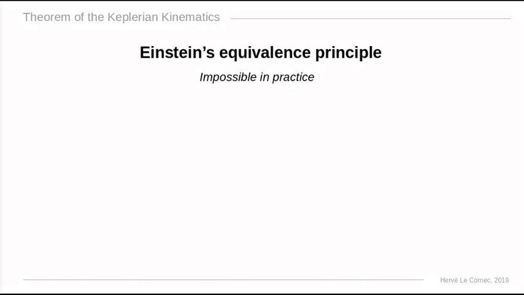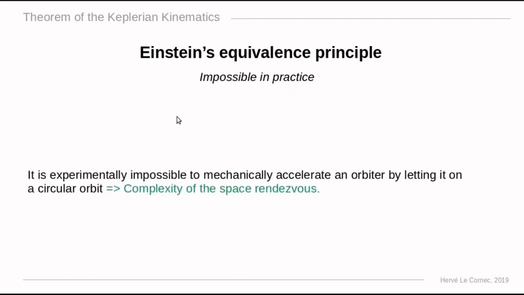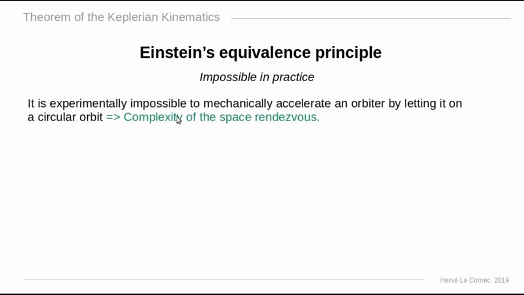Let's look at some experiments that disagree with Einstein's principle. Can we accelerate an orbiter while letting it stay on a circular orbit? The only way to achieve so would be to have an engine that can simulate the gravitational rotation. This engine would have the same effect on the orbiter as if the mass of the central body had increased. With such an engine, the problem of the space rendezvous would be solved.